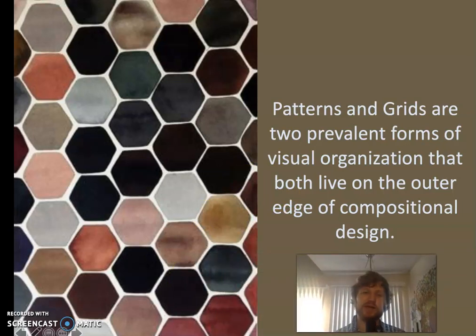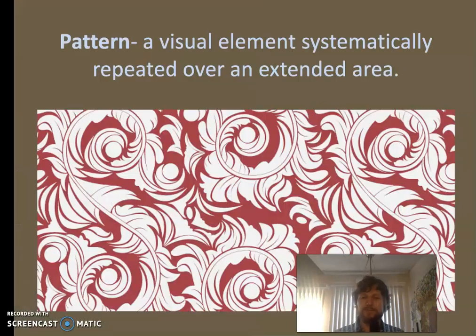They live on the outer edge of composition because arguably a pattern or a grid can be too much unity and not enough variety. So say you have something that's just a wallpaper and it goes on forever, and where you put the rectangle around it doesn't really matter. You could put it anywhere. And that starts to feel like it's not really a composition at all. It feels like it's just a wallpaper. It feels like it's just something that's repeating.